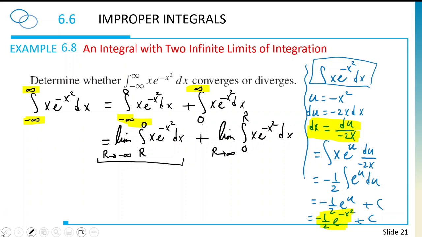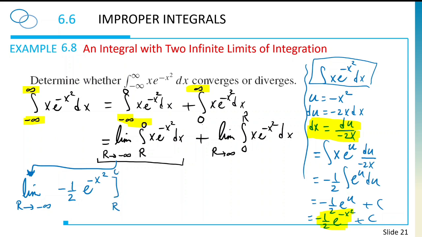Okay, so now we know the integration. What I need to do, I'll do one by one. I prefer to deal with the issues one by one. So I'll deal with this first one. Its limit approaches negative infinity. Now the integration equals, it's already here, negative half e to the power of negative x squared, and we'll do the substitution from r to 0. And this is equal to, okay, we can take the negative half outside of the limit just to make it easier.